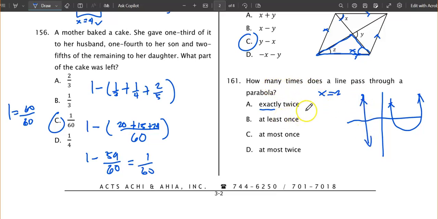So when you say exactly 2, this will fail the test. When you say at least 1, this also fails the test, right? At most once, this also fails the test. When you say at most twice, you could have it this way, you could have it this way, or you can have it that way. Right? Up to 2 only. So letter D will be our answer.